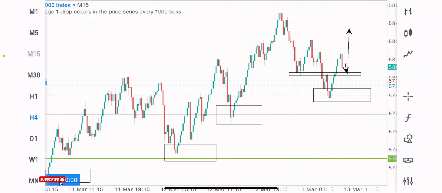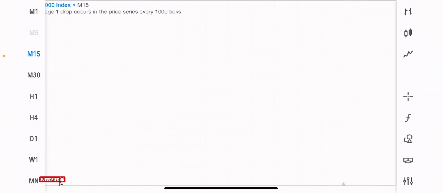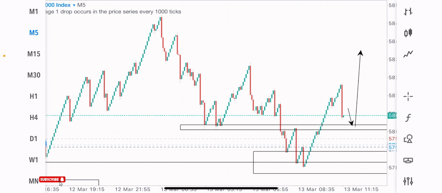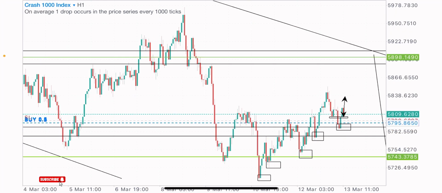So that's it, guys. That was how to take the buy trade on Crash 1000 index by identifying my market levels and zones, spotting the market structure, and going to a lower time frame to get my entry point.